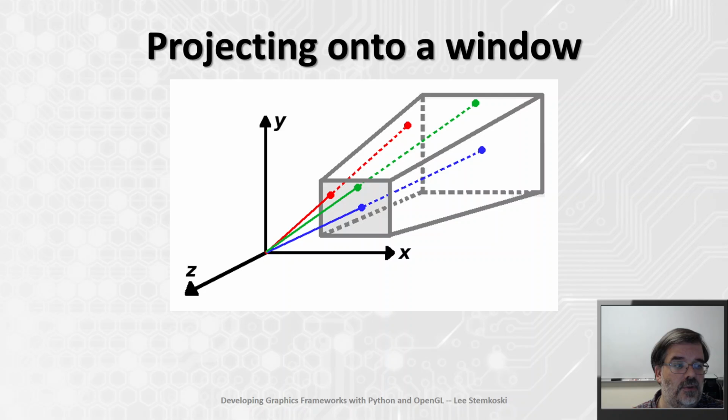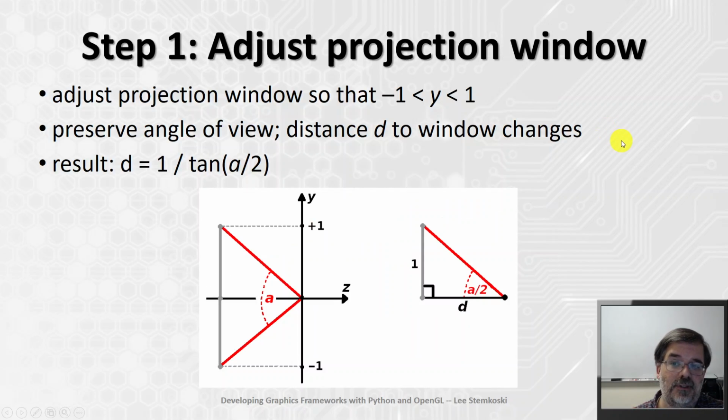The first step is going to be to adjust the projection window. So effectively, we'll start by working with the y coordinates. We know that the y values need to be between the range -1 and 1. And so we'll assume that we have a new adjusted projection window that perfectly fits those boundaries on the y-axis. And let's also assume that we want to keep the same angle of view. However, this means that the distance between the origin and the projection window is going to change.